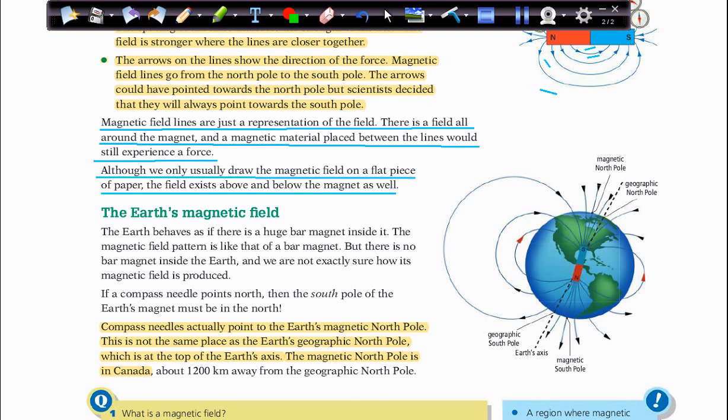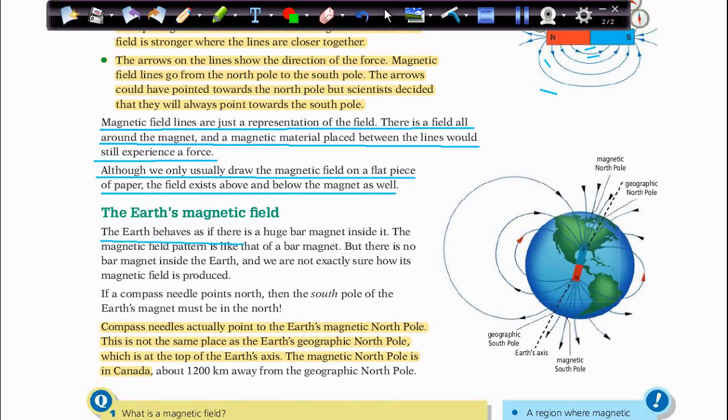So what about the Earth's magnetic field? We studied in the previous lesson about the magnetic materials, and we said that we can find them in the Earth's core. So we said these can create a magnetic field around the Earth. So what is this magnetic field?